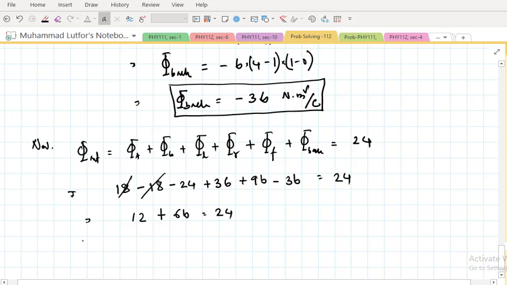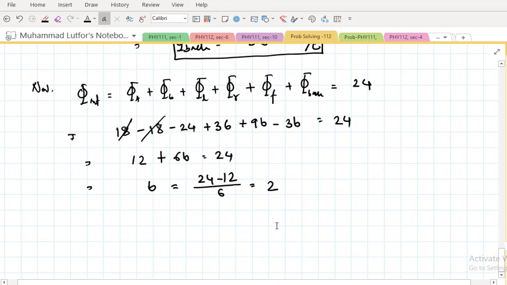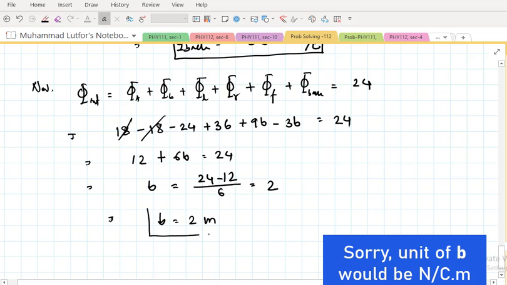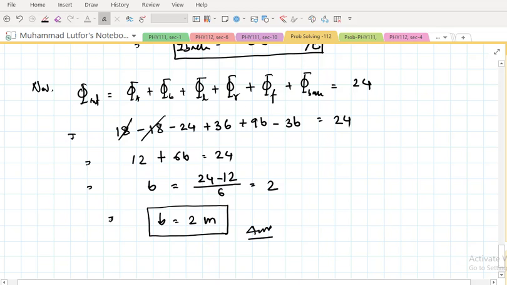minus 24. Then b is going to be (24 minus 12) divided by 6, which should actually be 2, right? 24 minus 12 is going to be 12, divided by 6 is going to be 2. So b would be 2 meter over here. This is the value of b, and this is the answer of this question. Okay, thank you very much.